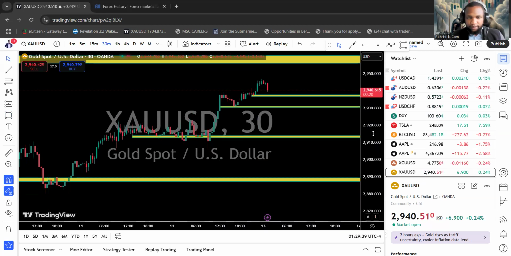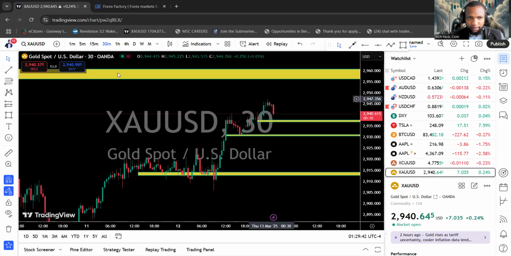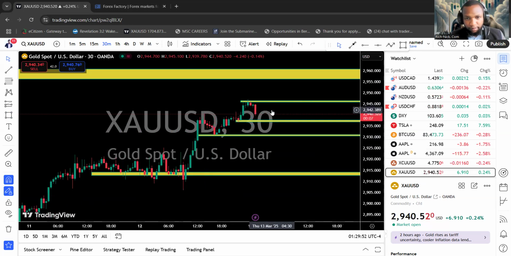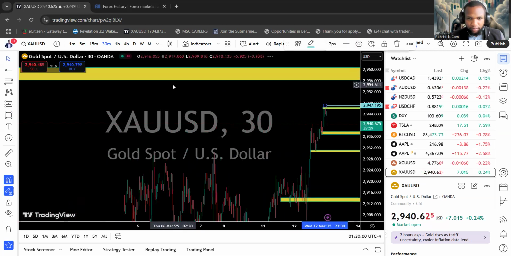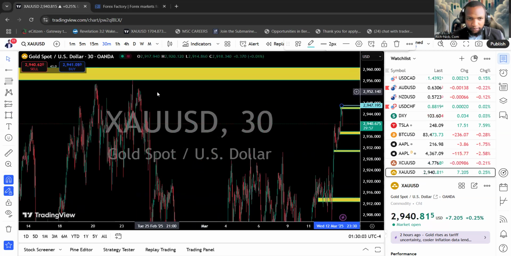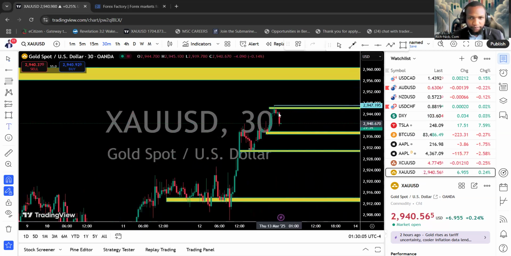Let's see. Now we have to make this one the edge for resistance. Of course, you have to consider this core resistance over here. So my market is in between these two zones right now. We want to see a buy above that week. How does it look on the side? Yeah, probably good. So potential buys above the 29.48 area.